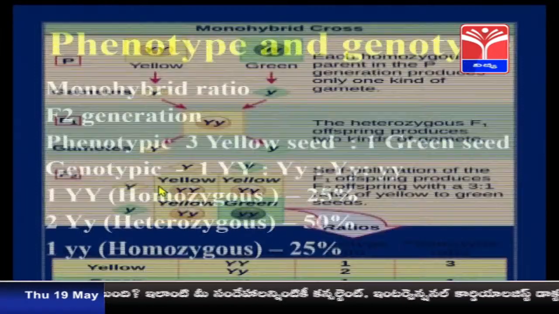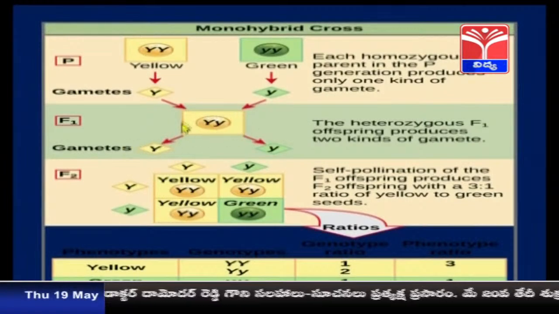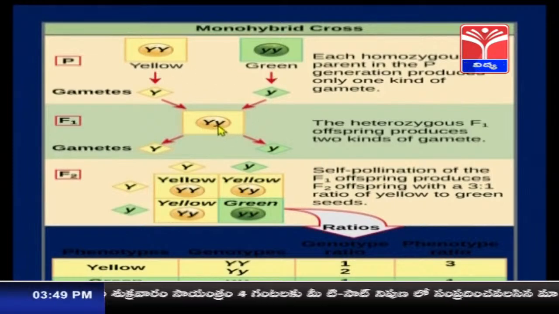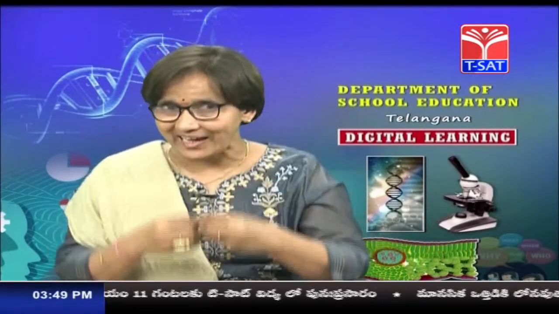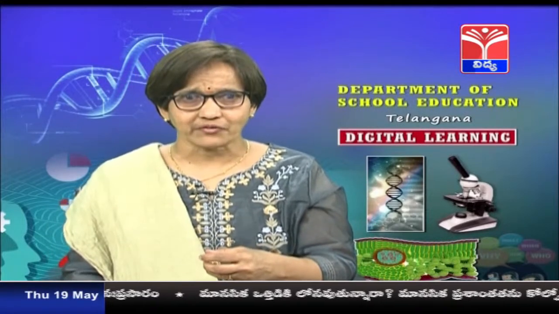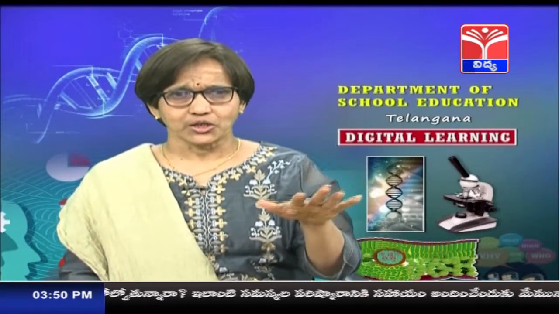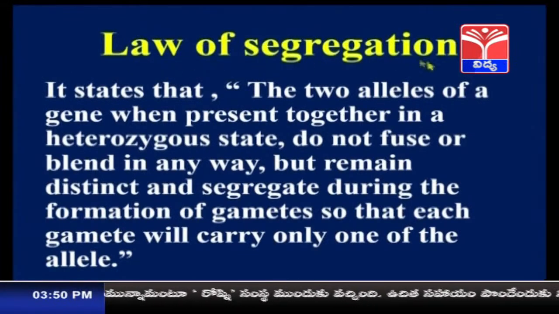Dear students, we have noticed one thing: during this F1 formation, that is, the offsprings produced because of the crossbreed, these 2 alleles did not blend, did not fuse, did not mix up to produce some other character. Though yellow showed, these 2 alleles did not mix up. That means they maintained their distinct character. So next time when gametes were formed in the F2 generation, the alleles were separate. That is called the second law of Mendel's inheritance, which is the law of segregation.